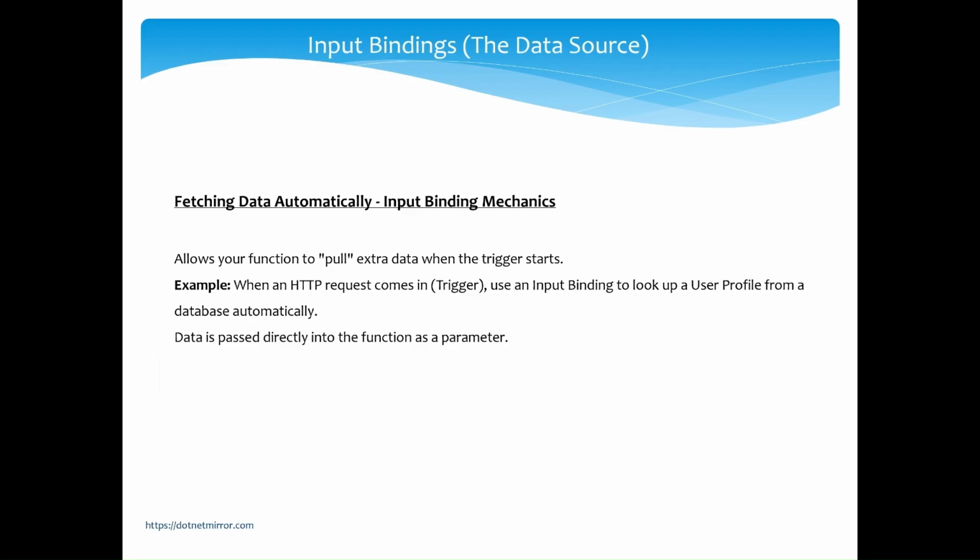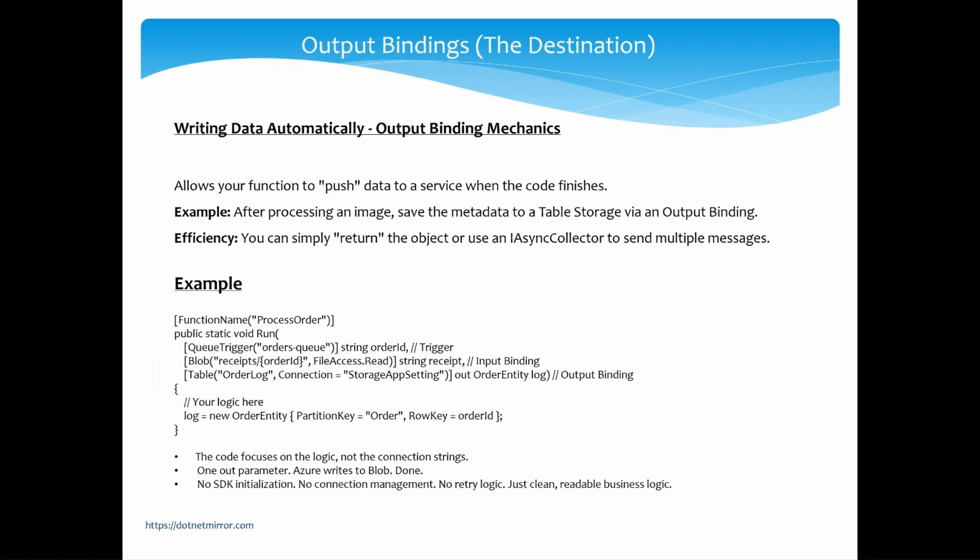Azure will automatically take that user ID from the HTTP request, go to the database, fetch the user profile, and hand it to your code as a pre-populated parameter. Your code just receives the data and starts working. When it comes to output binding, it works in the opposite direction to the input binding. They push data out when your function finishes.